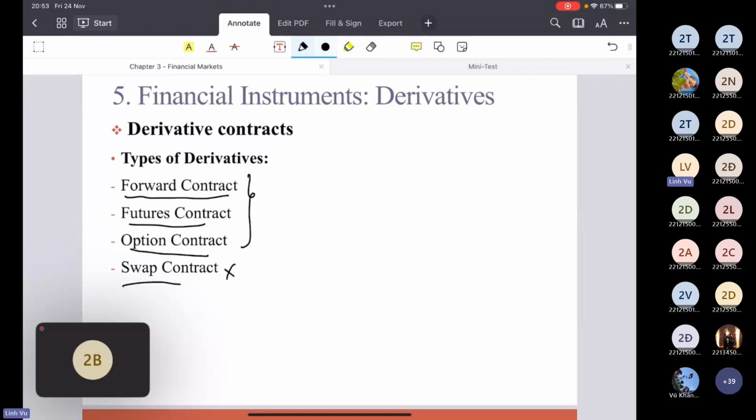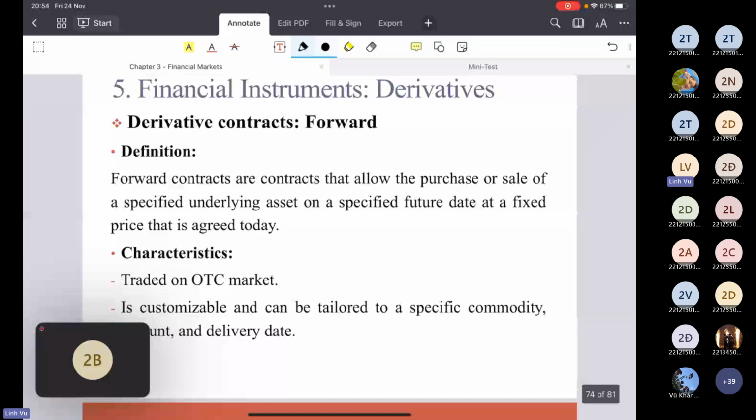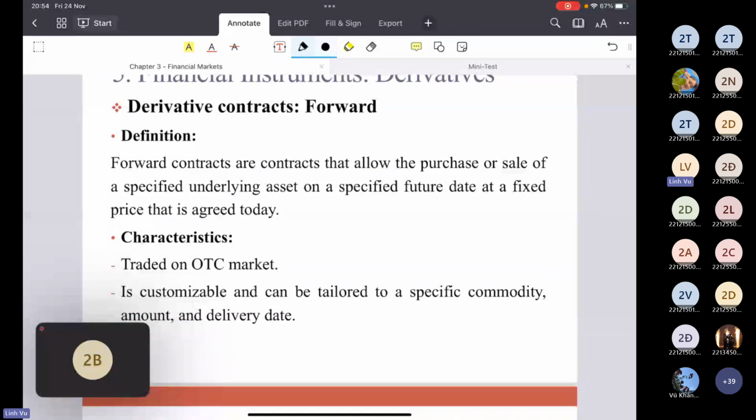So for forward contracts, forward contracts are contracts that allow the purchase or sale of a specified underlying asset on a specified future date at a fixed price that is agreed today. So basically, the forward contract is what we have in our example. Between party A and party B, the contract about the coffee beans is a forward contract.